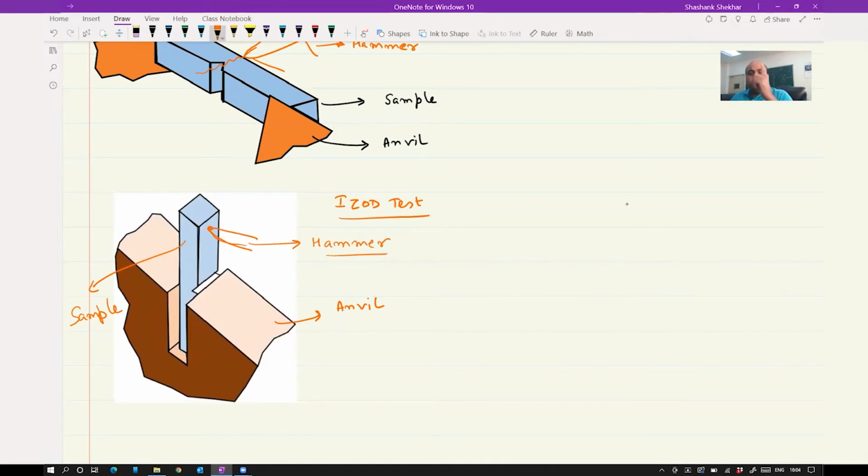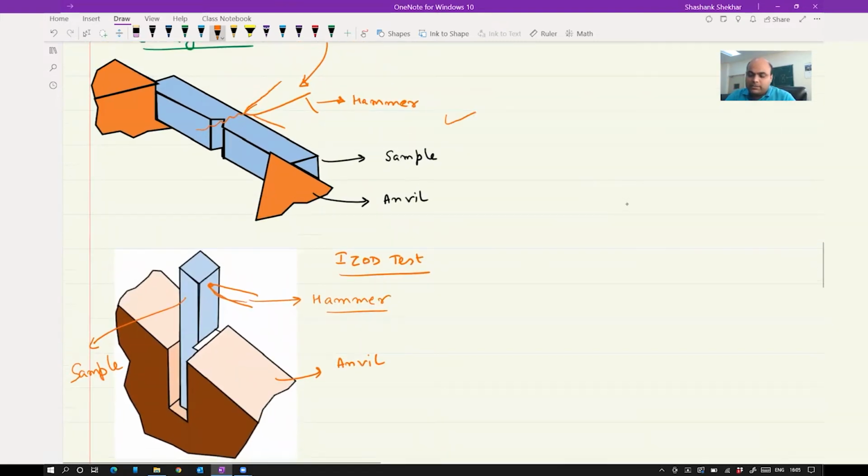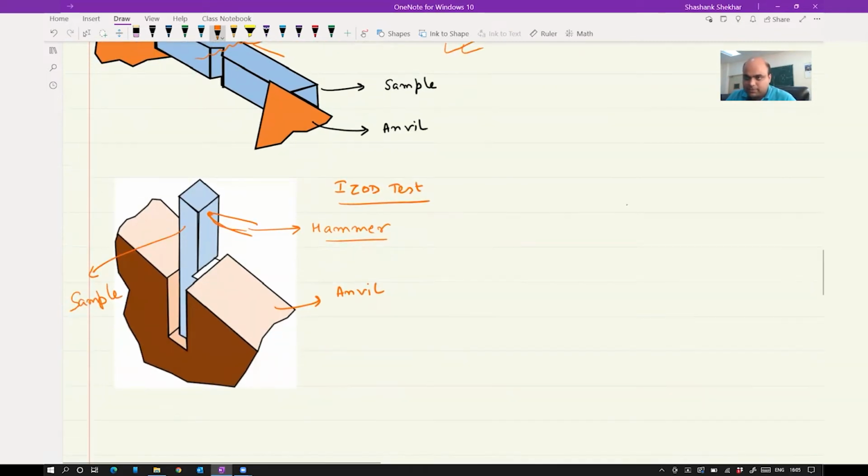Okay, so if your sample is like this, you are going to hit on the top here. The hammer will go like this. Now the hammer is going to hit on the same side as the notch. And if you compare with the Charpy test here, the hammer is going to hit on the opposite side of the notch. Okay, so this is the placement of the sample on the anvil. Both are different in the different tests, Izod and Charpy test.